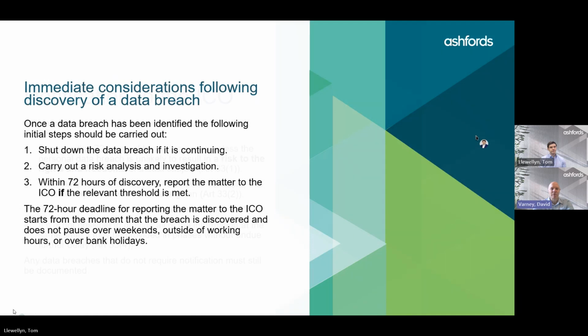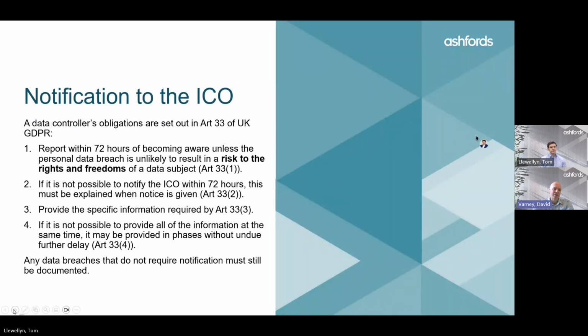So we've worked out hopefully what's happened. We've done our immediate shutdown. The next query that needs to be addressed or thought about is notifying the ICO. GDPR says that a data controller needs to notify the ICO within 72 hours of becoming aware of a data breach, unless the breach is unlikely to result in a risk to the rights and freedoms of people. If that notification isn't given within 72 hours, you need to give your reason. It requires particular information as well, the where, what, how: what data's been affected, how was it compromised, what's known about the incident so far.